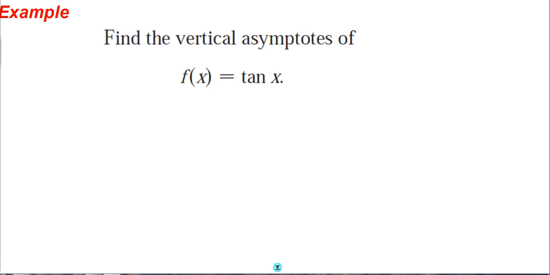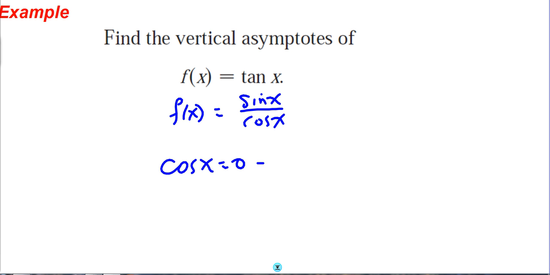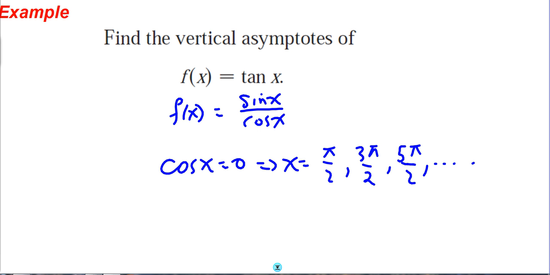How about y equal tan x? Of course, f of x equal tan x is the same as sine x over cos x, and we simply take the denominator and equate it to 0. So cos x equals 0. This gives us x is what? pi over 2, 3 pi over 2, 5 pi over 2, and so on.